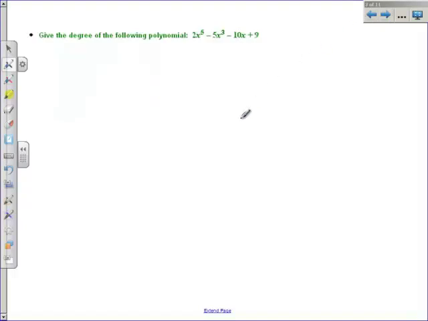Okay. So let's take a look at a couple of examples. Give the degree of the following polynomial. I've got 2x to the 5th minus 5x cubed minus 10x plus 9. You are going to look at all the exponents, and you are going to look at the biggest number you see. The biggest number you see here is a 5. This is a 5th degree or quintic polynomial.